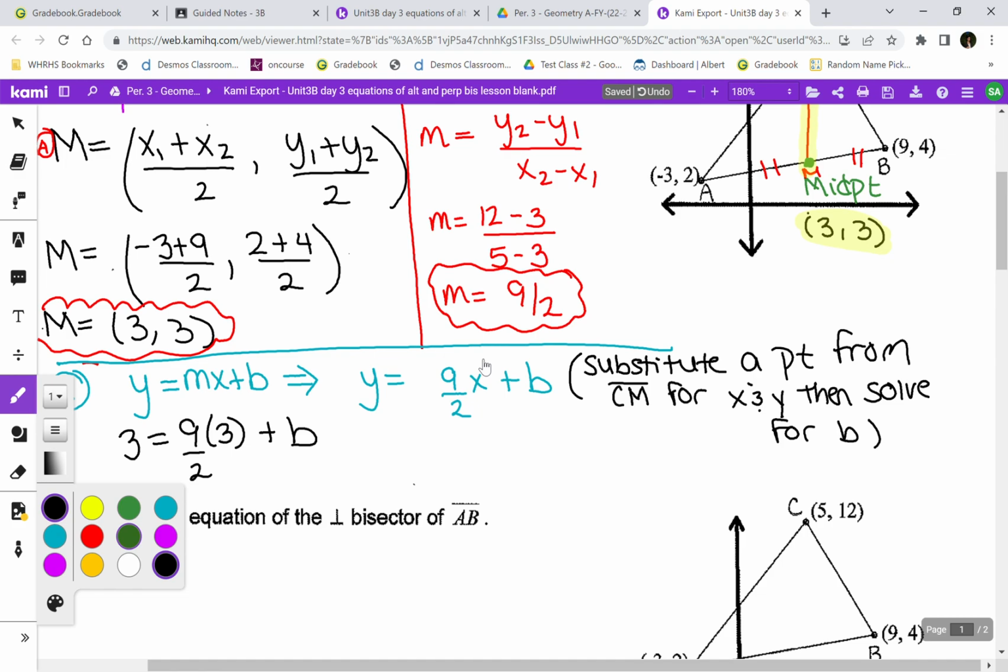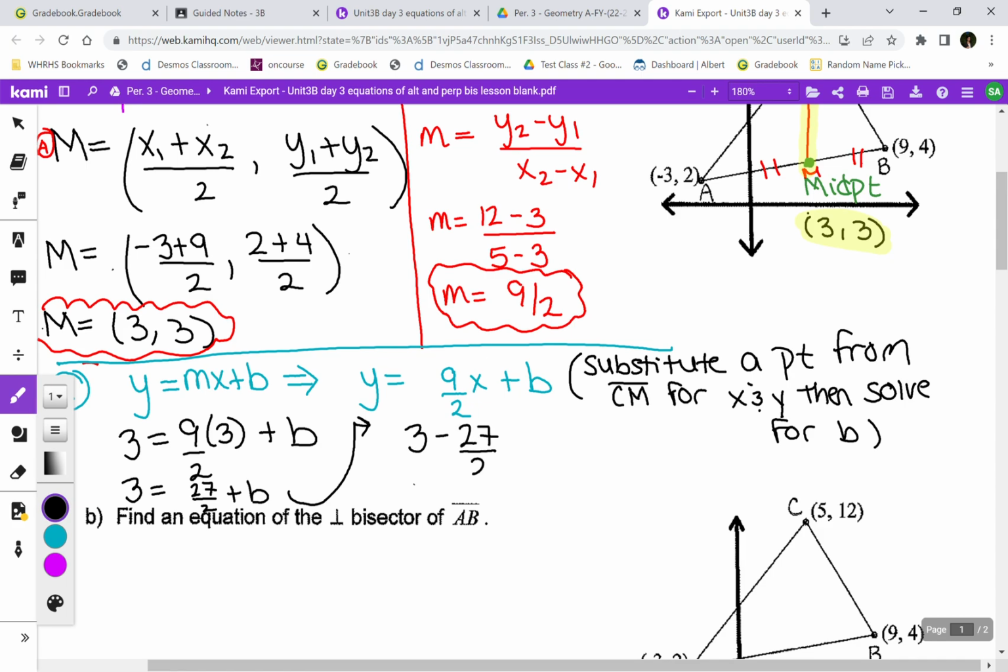All right, we can keep going. We're going to have 3 is equal to 27 over 2 plus b. You can eliminate the denominator, or you could subtract 27 over 2. I don't care. What do you all want to do? They're both the same. You want to subtract 27 over 2? All right, if we subtract 27 over 2, we end up with 3 minus 27 over 2 equals b.